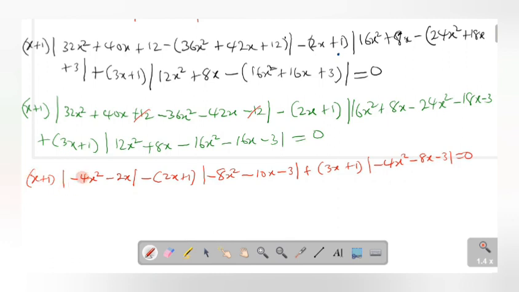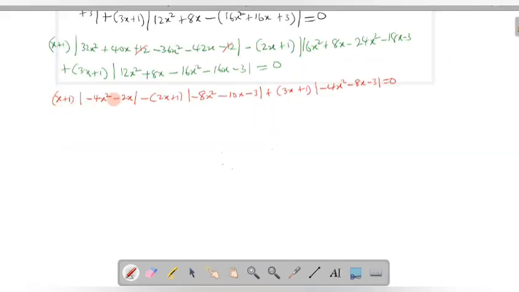So we'll multiply this by this. Let us expand this. This times this will give us minus 4x cubed. This times this gives us minus 2x squared. And this times this gives us minus 4x squared. This times this gives us minus 2x. Then I'll come to this minus, putting it inside a bracket because of the minus sign.